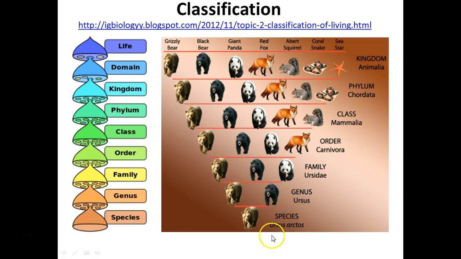The proper name. You would underline it if you were handwriting it, if you were going to be accurate, and denoting that it was a proper name, both genus and species of an organism. Anyone know what our genus and species name is for humans? Homo sapiens. Capitalize the H, not the S.